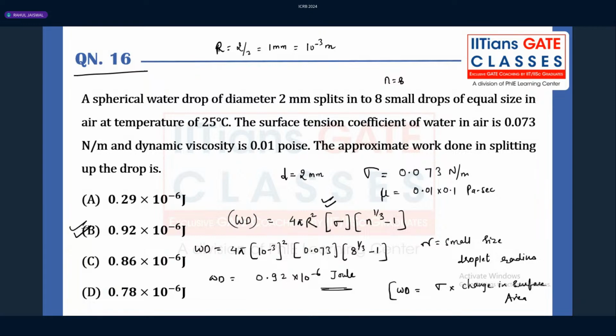This formula you can get from here only. Now, change in surface area. How is the surface area getting changed? From a big droplet of 4 pi r square, that is the initial surface area. What is the final surface area, guys? The final surface area is n times 4 pi r square, where r is the small size droplet radius, right? You can get the same answer from this also.